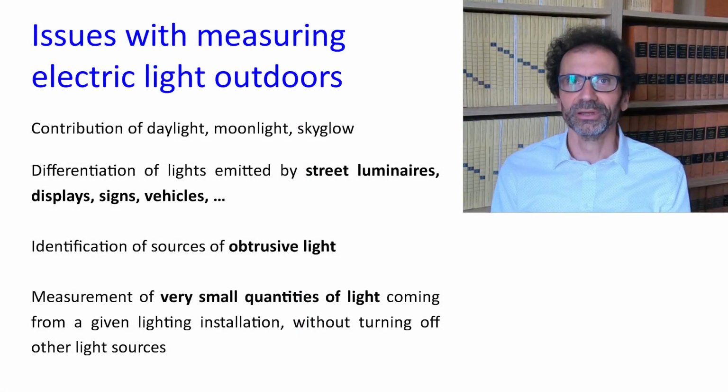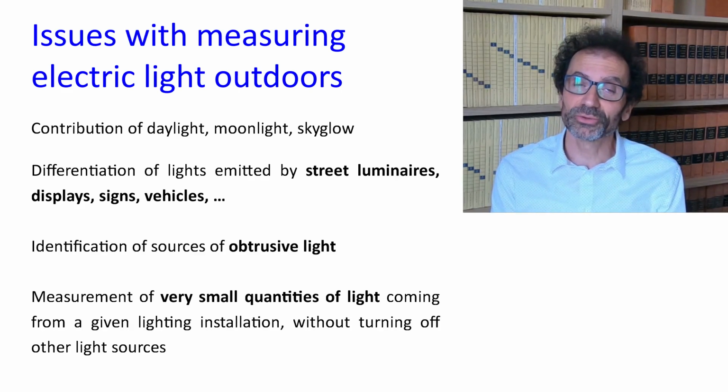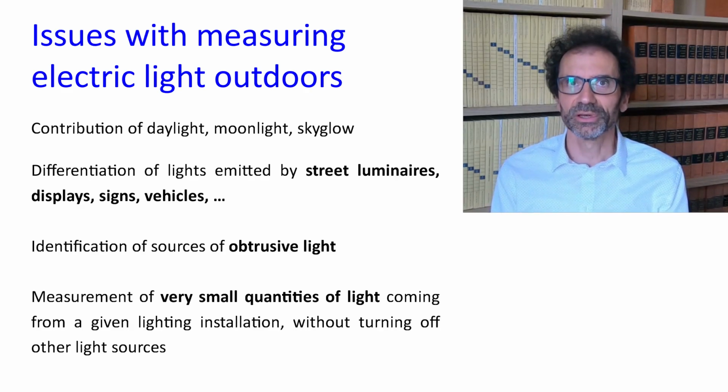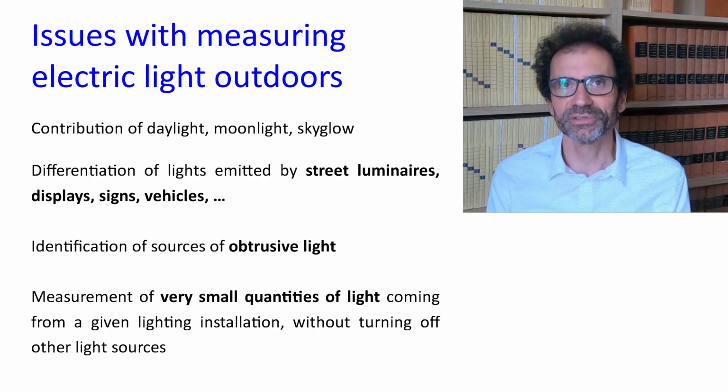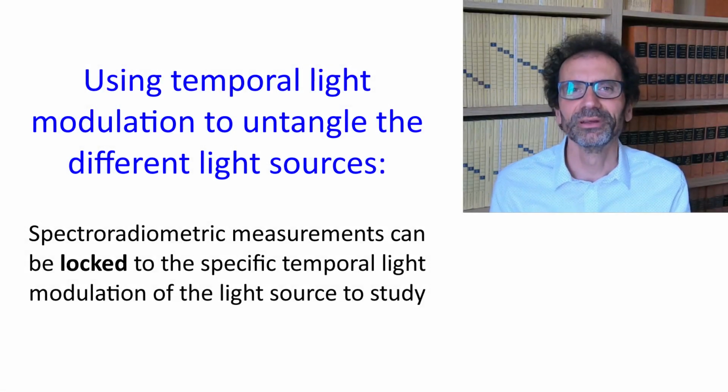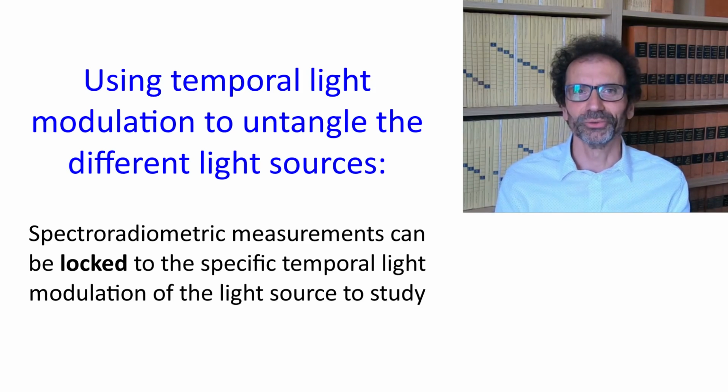The main difficulty is to differentiate the various contributions of natural light sources and the different forms of electric light sources. This allows us to identify the sources of obtrusive light and also to measure very small quantities of light attributed to a single source while we don't turn off the other light sources. Our technology makes use of temporal light modulation to untangle the different electric light sources. In doing so, we can lock the spectral radiometric measurements to the specific temporal light modulation of a light source to study.